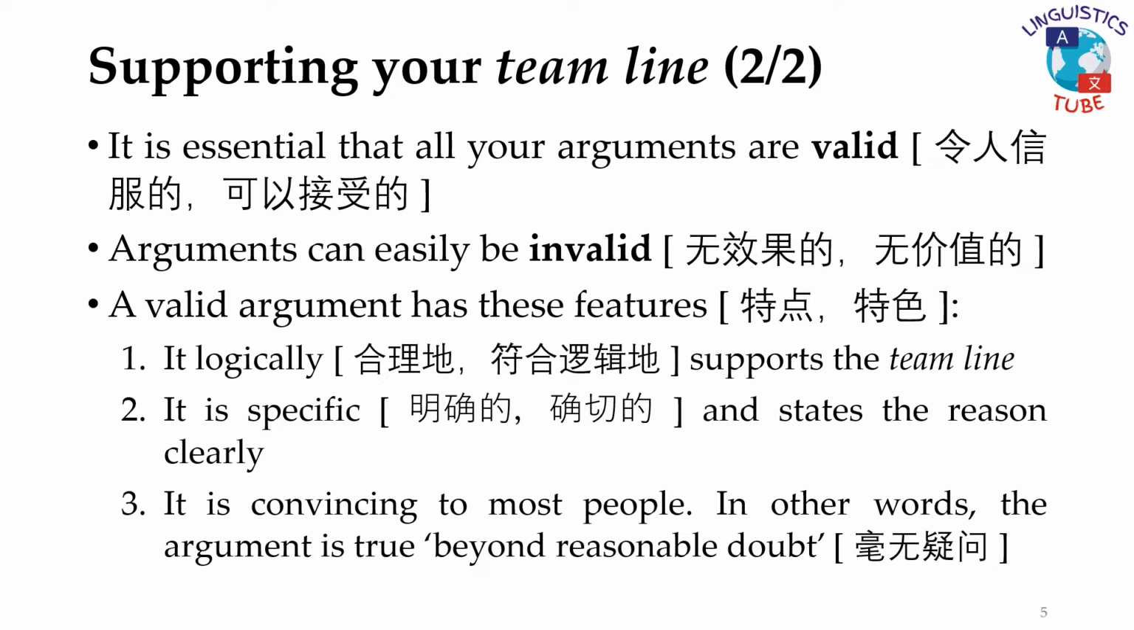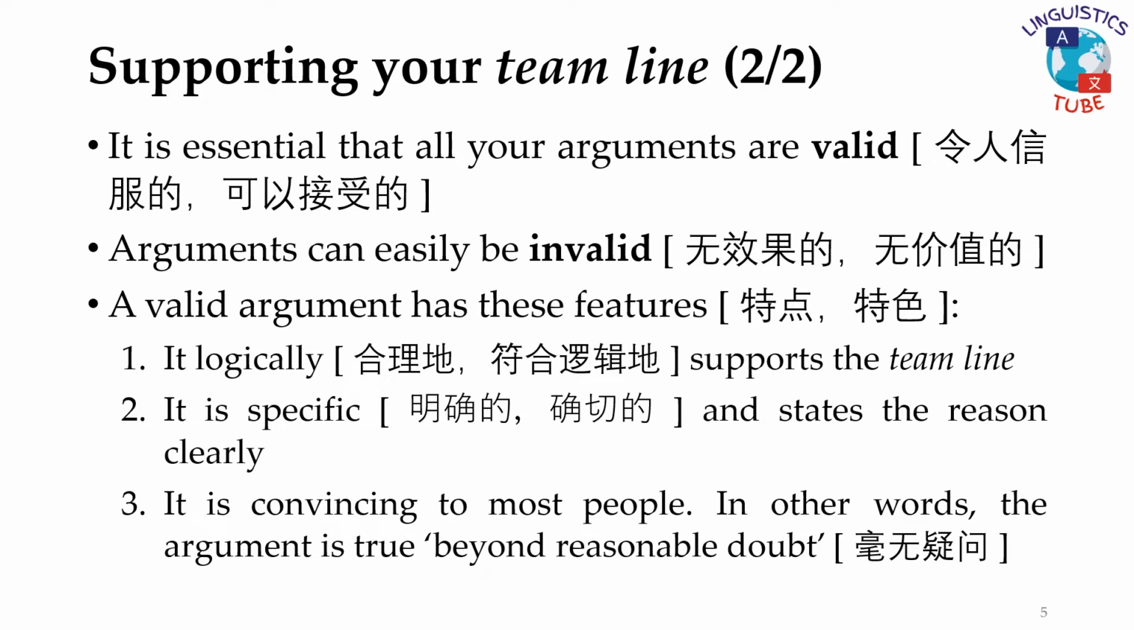How do we determine whether an argument is valid or invalid? Well, we can identify 3 features of a strong argument. Or in other words, a strong argument has the following 3 features. Firstly, the argument must logically support the team line. Again, you can find an explanation of what makes an argument logical in my episode about the body section of a public speech. Secondly, to be valid, the argument must be specific and it must state the reason as clearly as possible.